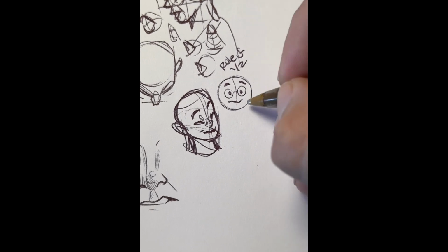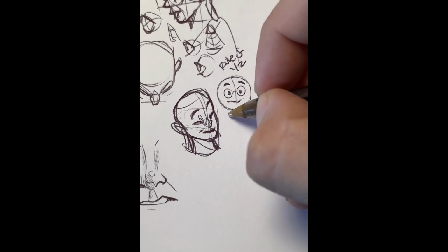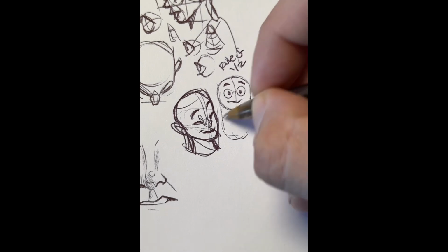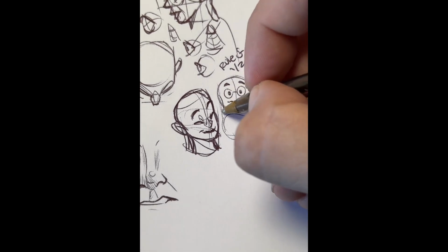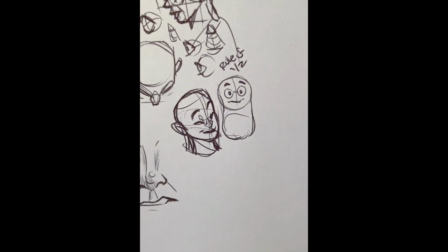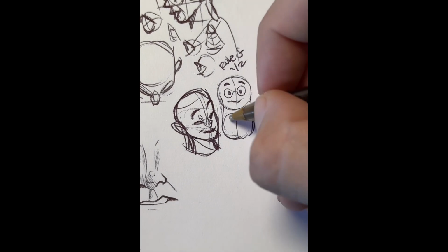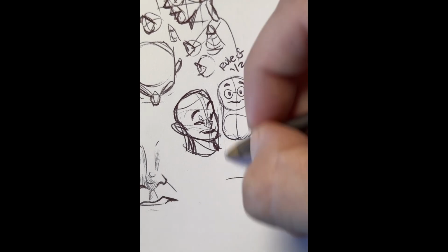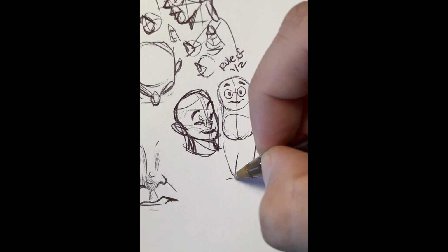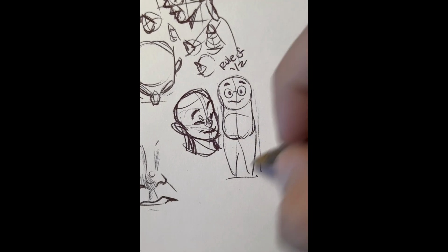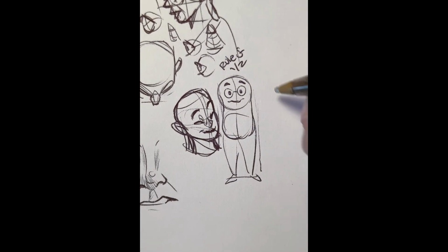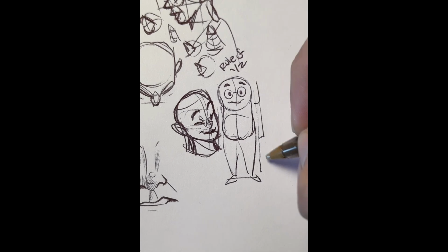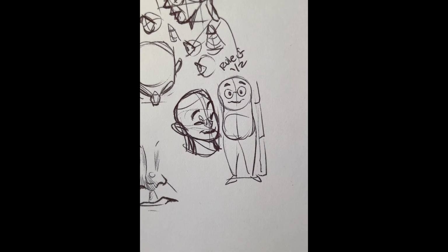For here, my head is going to be doubled, creating a little beanbag. And now I have a body. From here, I'm going to take this and I'm going to double it, and I'm going to make my legs. So everything is consistently the same.